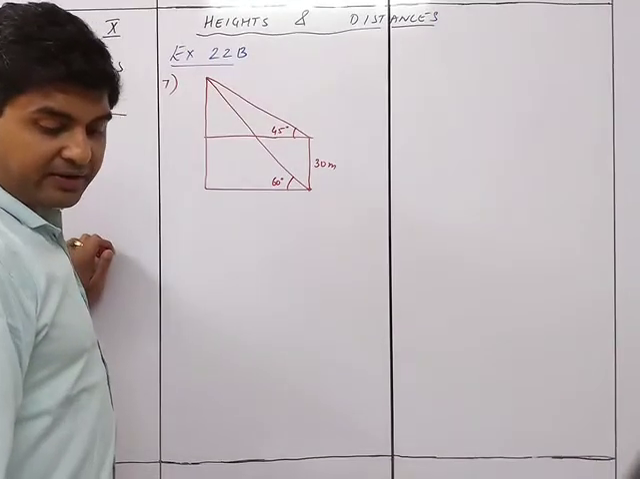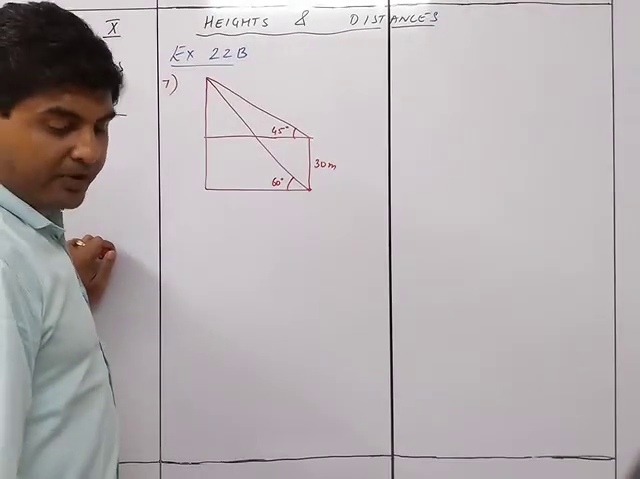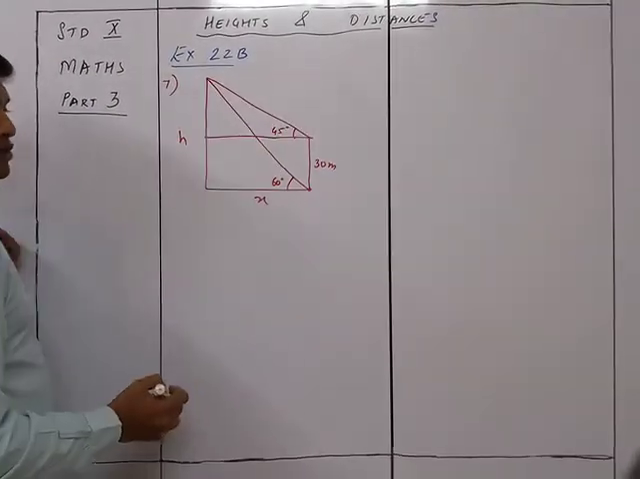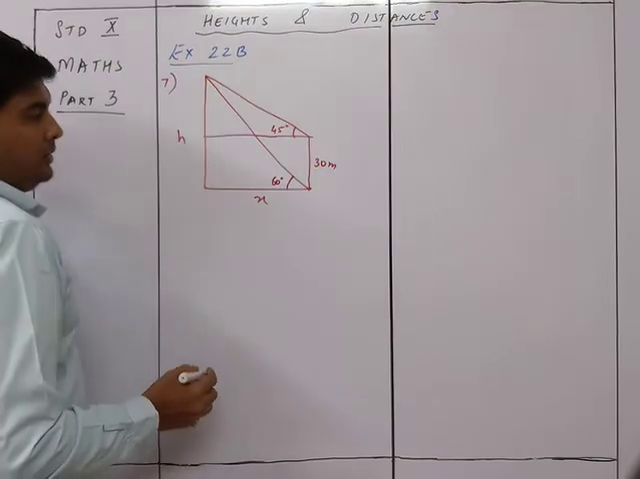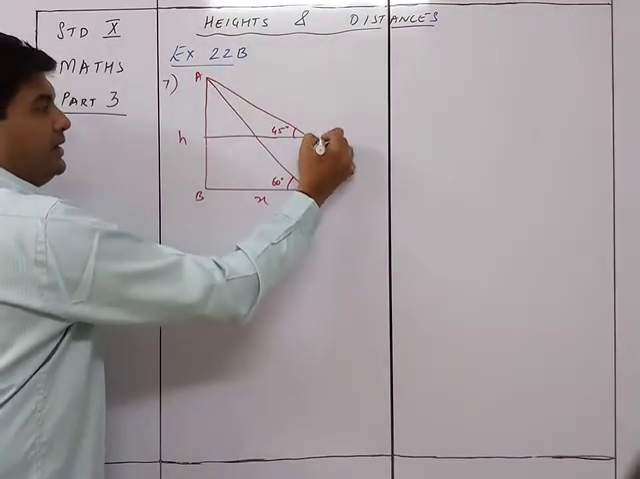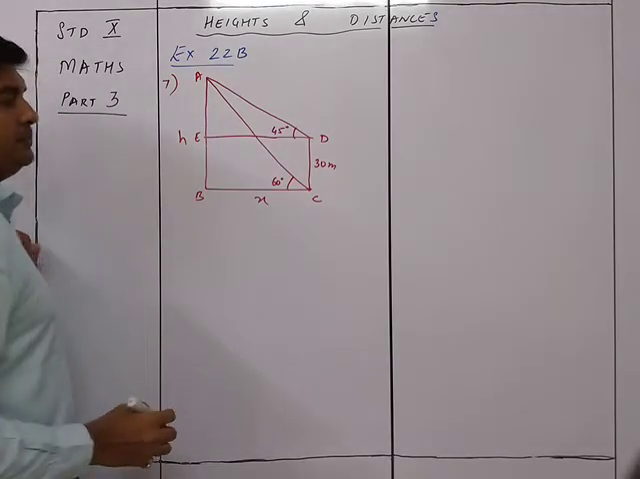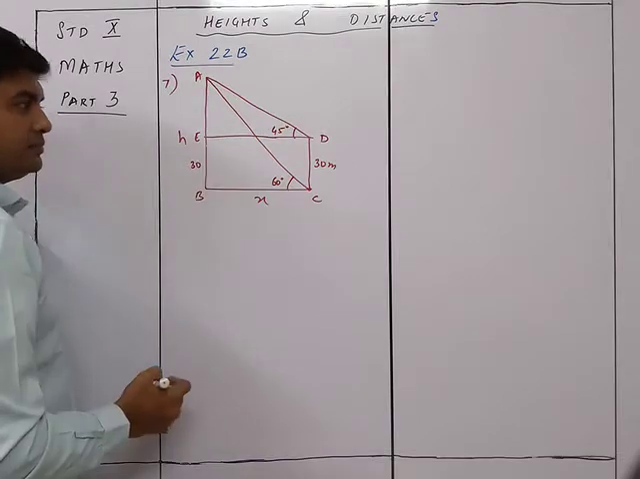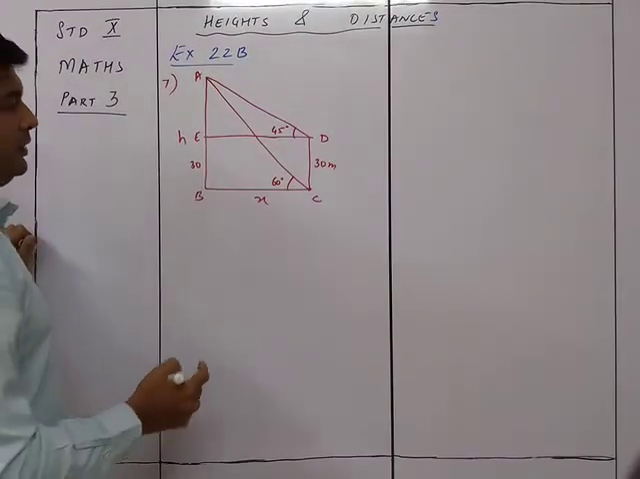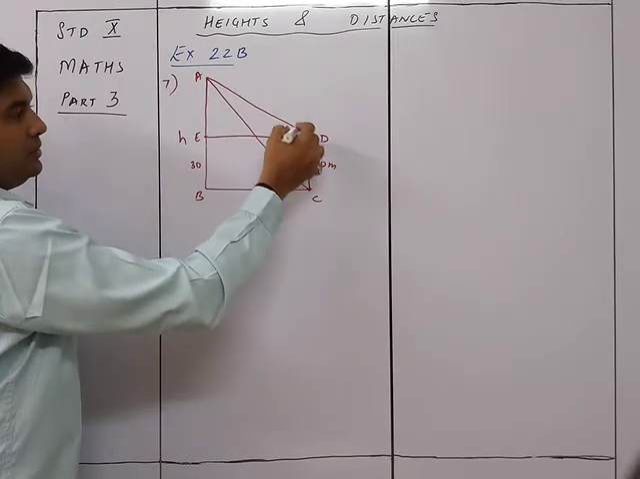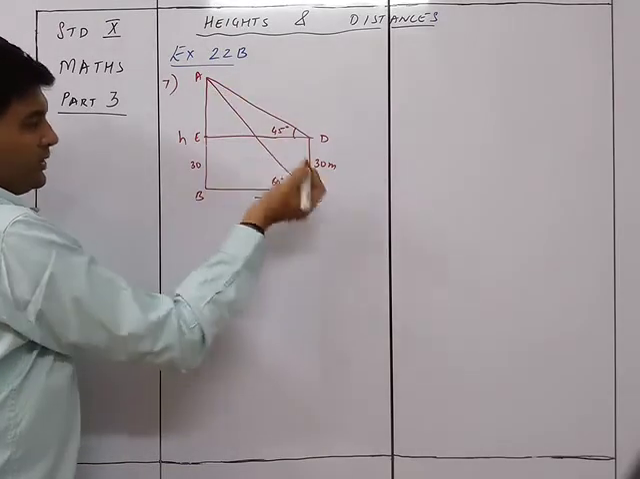You need to find the height of the tower and its horizontal distance from the point of observation. So you need to find out this distance x, and you need to find out the h over here. We need to mark A, B, C, D and E over here. So of course BE is 30, right? First of all, let us find out all this part. Okay, we'll do one by one.